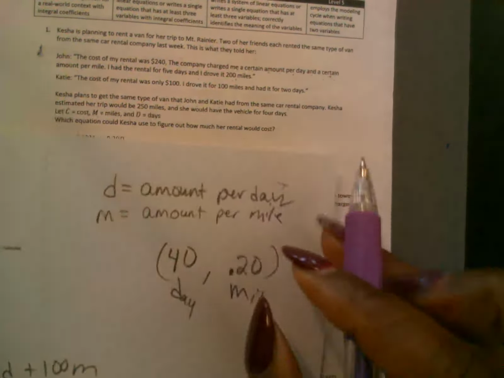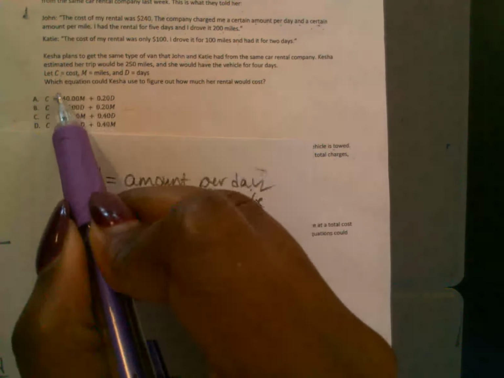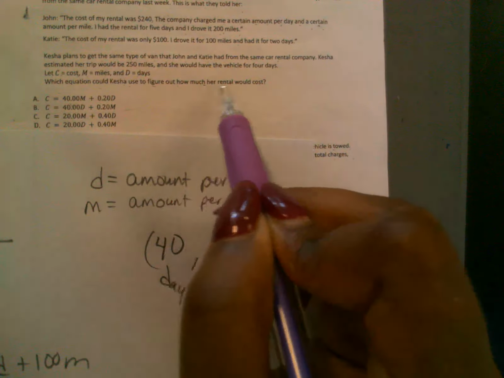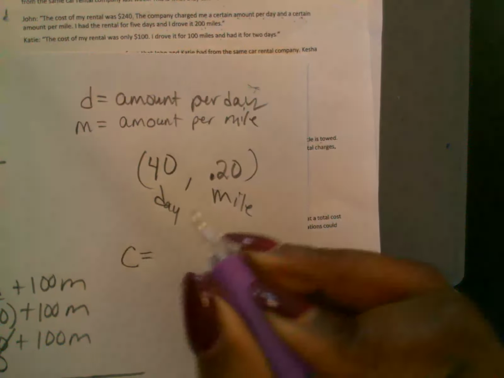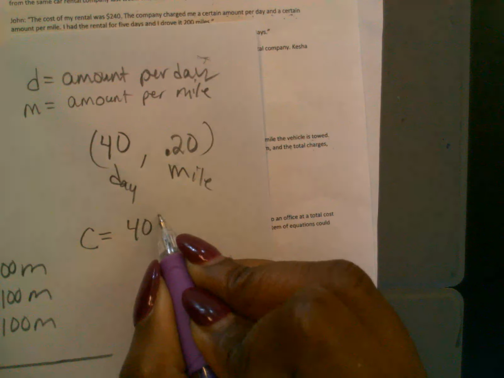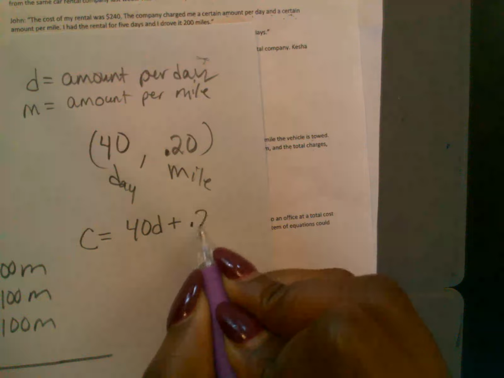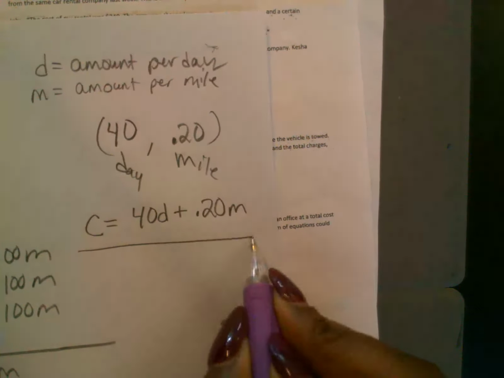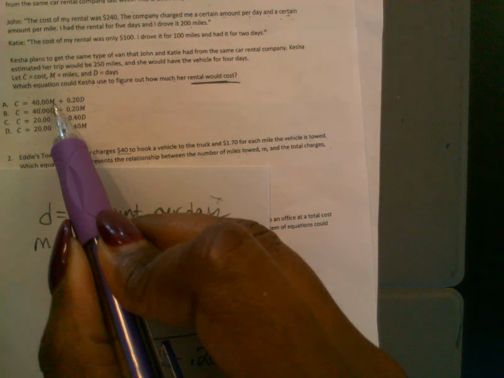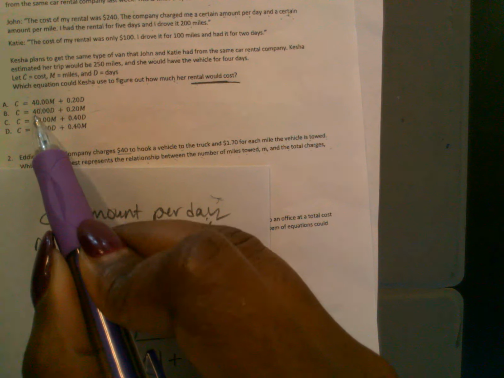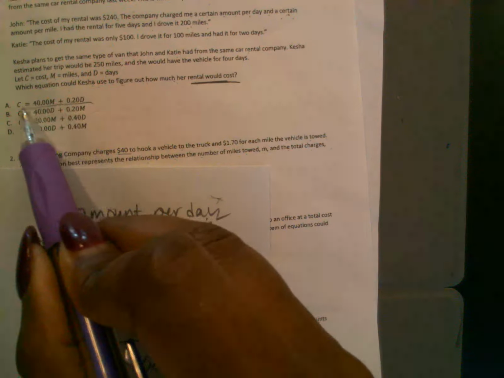All right. The last thing it says is, which equation could Keisha use to figure out how much her rental would cost? Her rental would cost $40 a day, 40D, plus 20 cents for a mile. That's what the equation would look like. Not $40 a mile, that's crazy, but $40 a day plus 20 cents a mile. That's B.